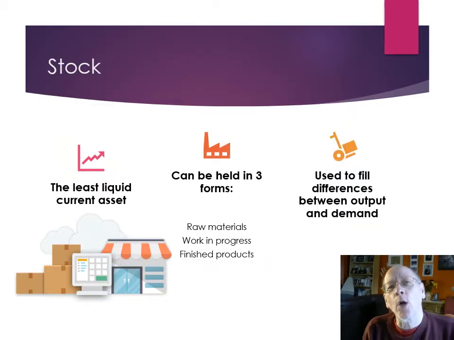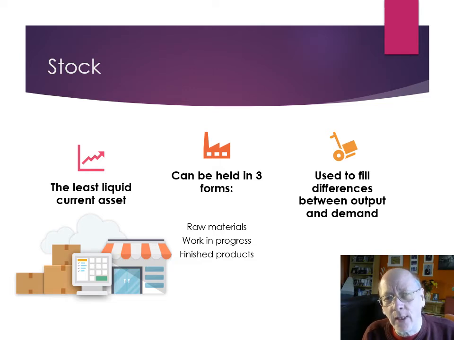So what do we need to know about stock? Well, really 3 things. First of all, firms need to hold stock to fill the difference between output and demand. Think about someone like a fireworks manufacturer. They're going to be producing fireworks throughout the year, so their stock levels are going to be increasing, and those stock levels are then going to rapidly diminish in the run-up in the UK to fireworks night. So it's really important that those stocks are there in the run-up to that particular occasion.